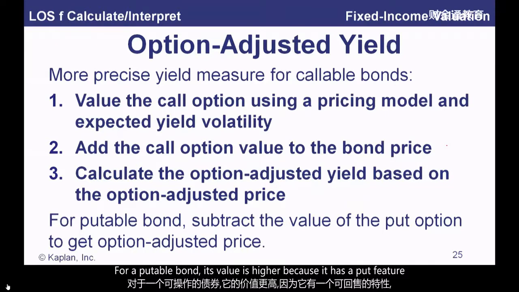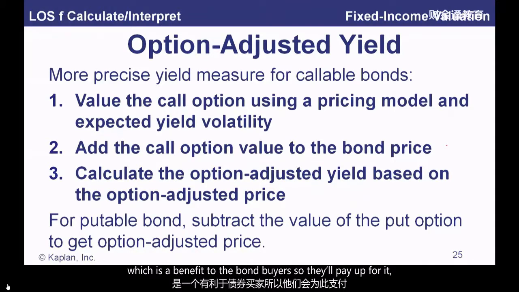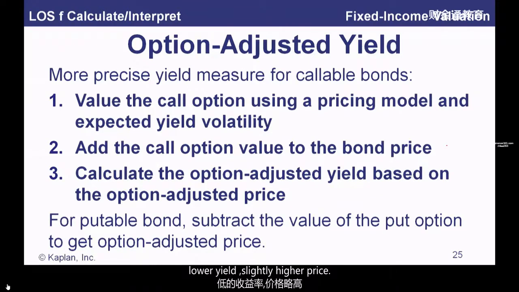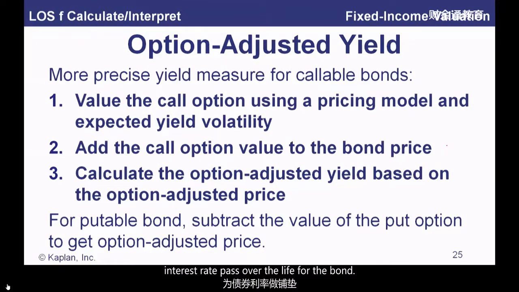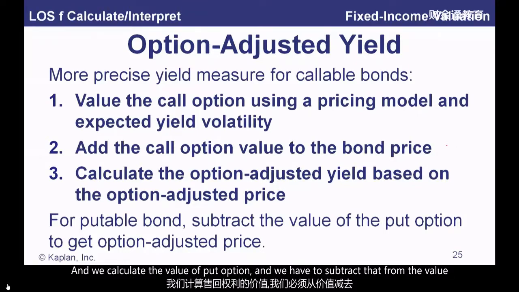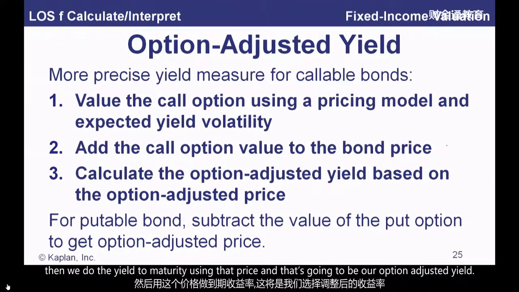For a puttable bond, its value is higher because it has a put feature, which is a benefit to the bond buyer, so they'll pay up for it: lower yield, slightly higher price. In that case, we value the put option using our complex option models and some assumptions about the interest rate paths over the life of the bond. And we calculate the value of that put option, and we have to subtract that from the price. Then we do the yield to maturity using that price, and that's going to be our option adjusted yield.